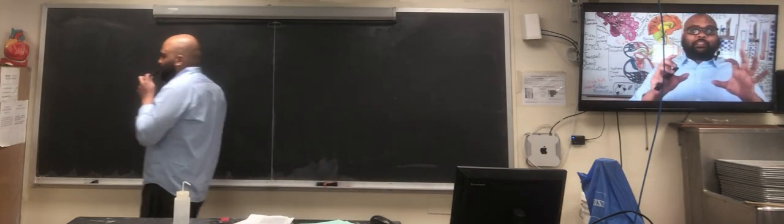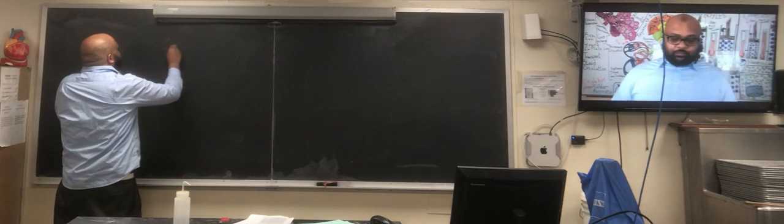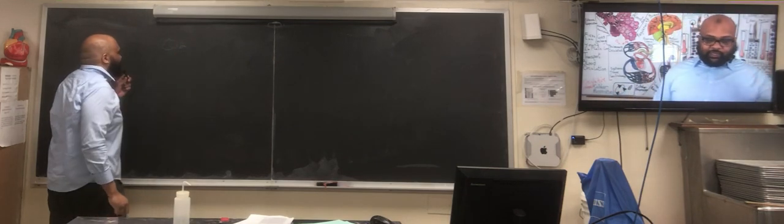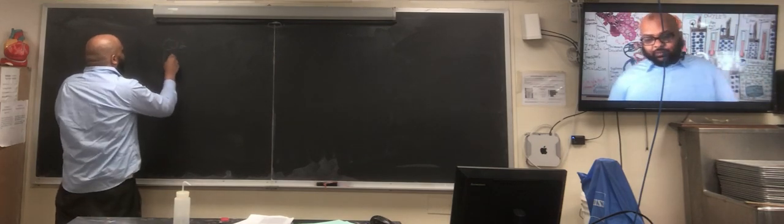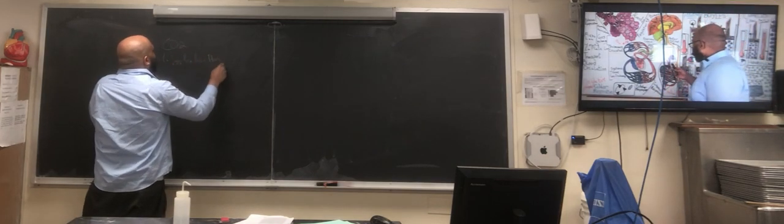Okay, so the first factor is solubility. The more soluble you are, the faster you will be able to dissolve in blood. So we know that carbon dioxide has the highest solubility. So number one is the solubility coefficient.